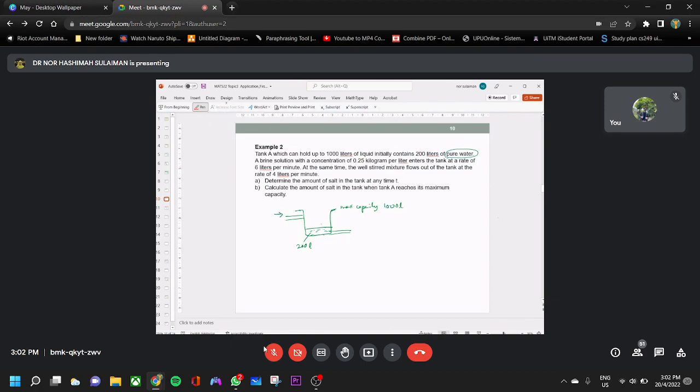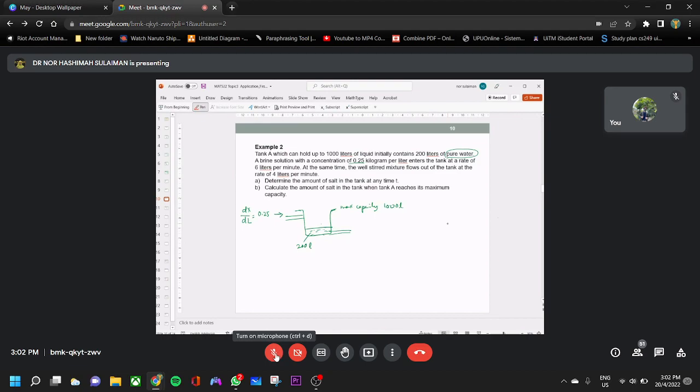Okay, pure water. Okay, a brine solution. Dekat sini yang masuk brine, mesti air garam, with the concentration of 0.25 kg per liter enters the tank at the rate of 6 liters per minute. Okay, so maknanya the brine solution of concentration 0.25 kg. Ia bergantung kepada unit apa yang kita nak guna. Kalau nak maintain dalam kilogram, kena gunakan 0.25. Kalau nak tukar pada gram, you kena jadi berapa? 250 gram okay, so kata kita maintain dalam kilogram.